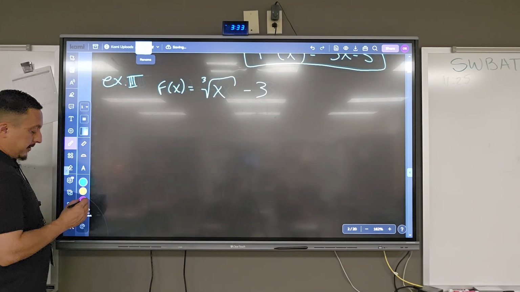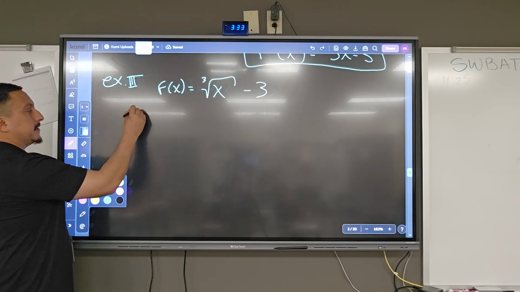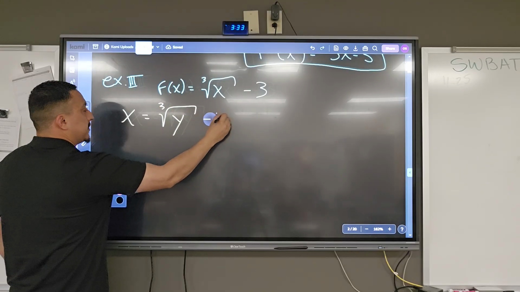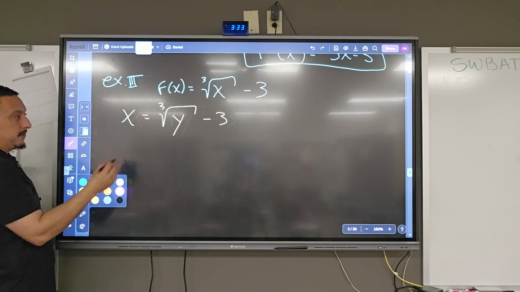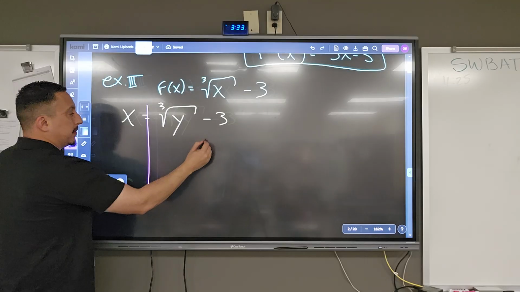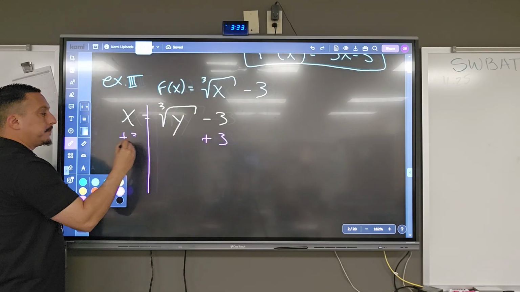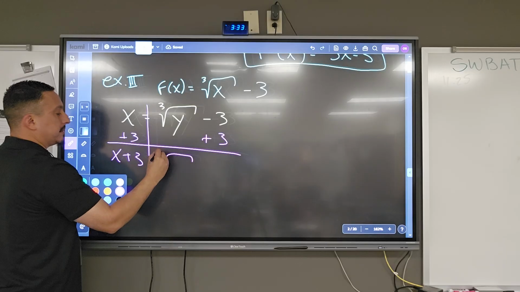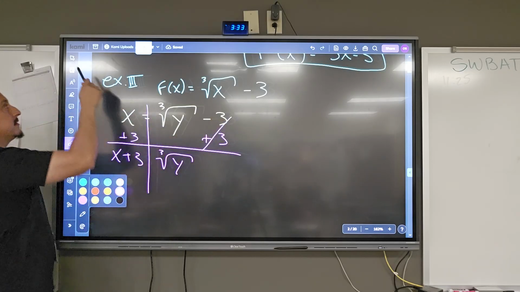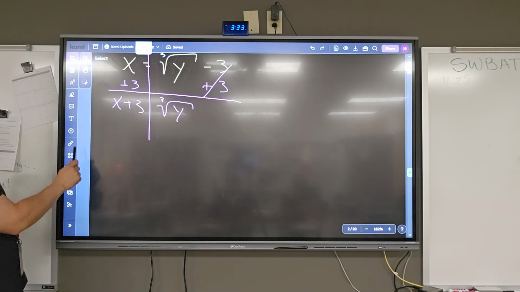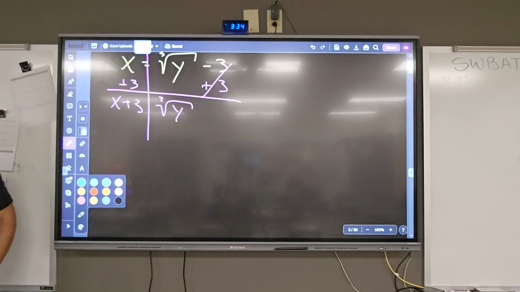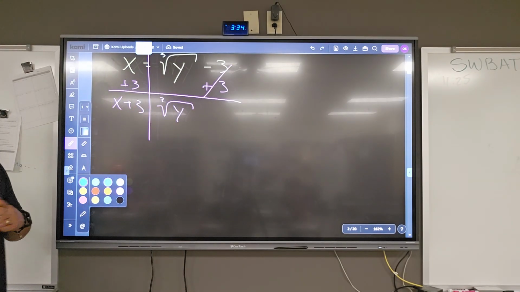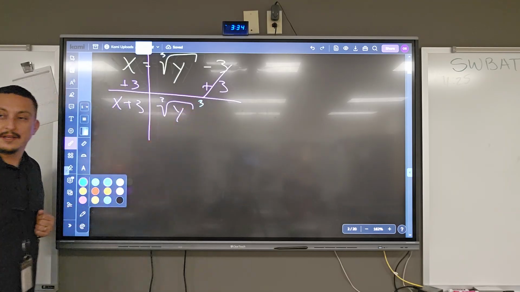Okay, so again, I'm gonna now just skip to, this is x now, and this becomes y minus 3. So I add 3 to both sides, right? Plus 3 plus 3. So I get x plus 3 equals cube root of y. Those cancel. We haven't gone over this, you have to remember this if you did. How do you get rid of a cube root? Cube it, okay, cube. So you do a little 3 like that.